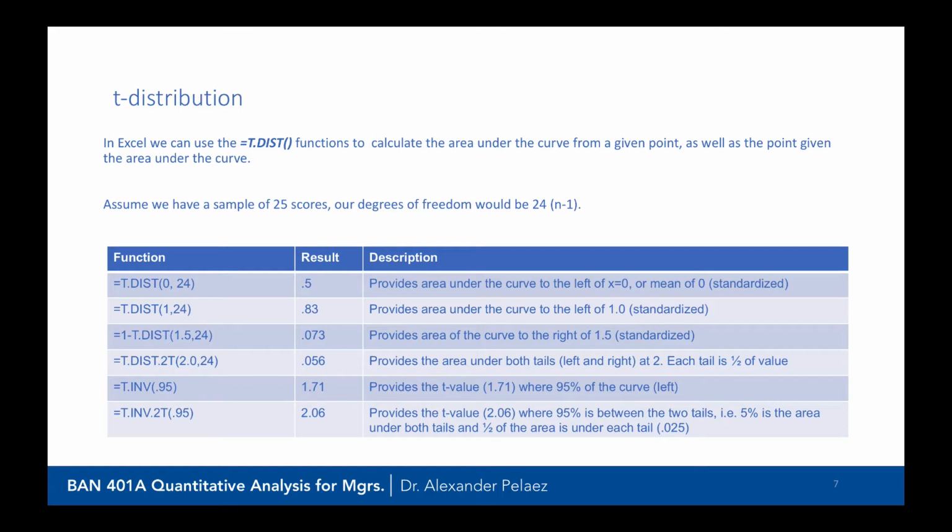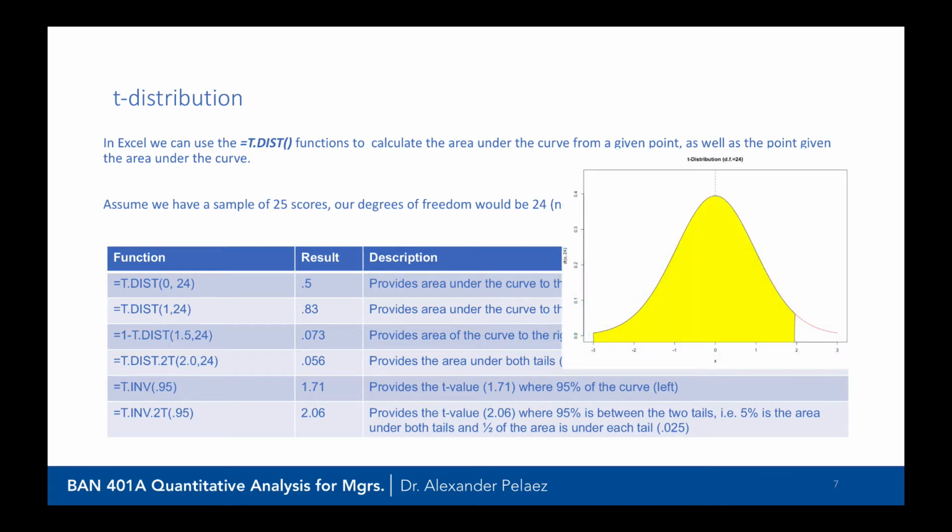We could also do the reverse and say, let us have the x value, or the t value, where the probability under the curve is 95%. So if the area under the curve is 95%, consider it would be most of the curve from the left side, past the middle point, all the way to about 95%. And it will give us a t-value of 1.71. That's where 95% of the curve is to the left of 1.71.